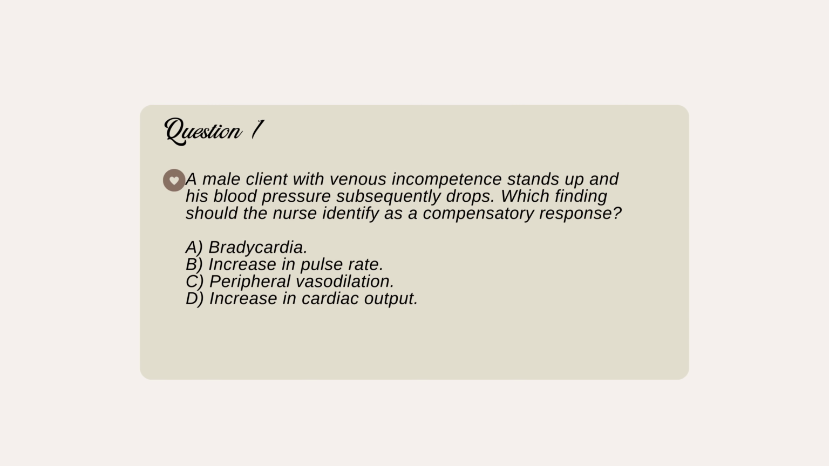Question number 1. A male client with venous incompetence stands up and his blood pressure subsequently drops. Which finding should the nurse identify as a compensatory response? A. Bradycardia. B. Increase in pulse rate. C. Peripheral vasodilation. D. Increase in cardiac output.